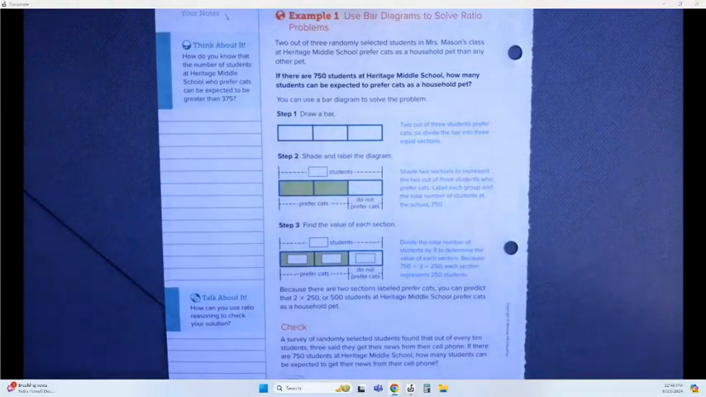Today we're going to go over solving ratio problems, which is lesson 1-5 in our Tennessee Reveal math book. This starts on page 37, and our I can statement tells us that we're going to solve real world problems involving ratio relationships by using bar diagrams, double number lines, and equivalent ratios.